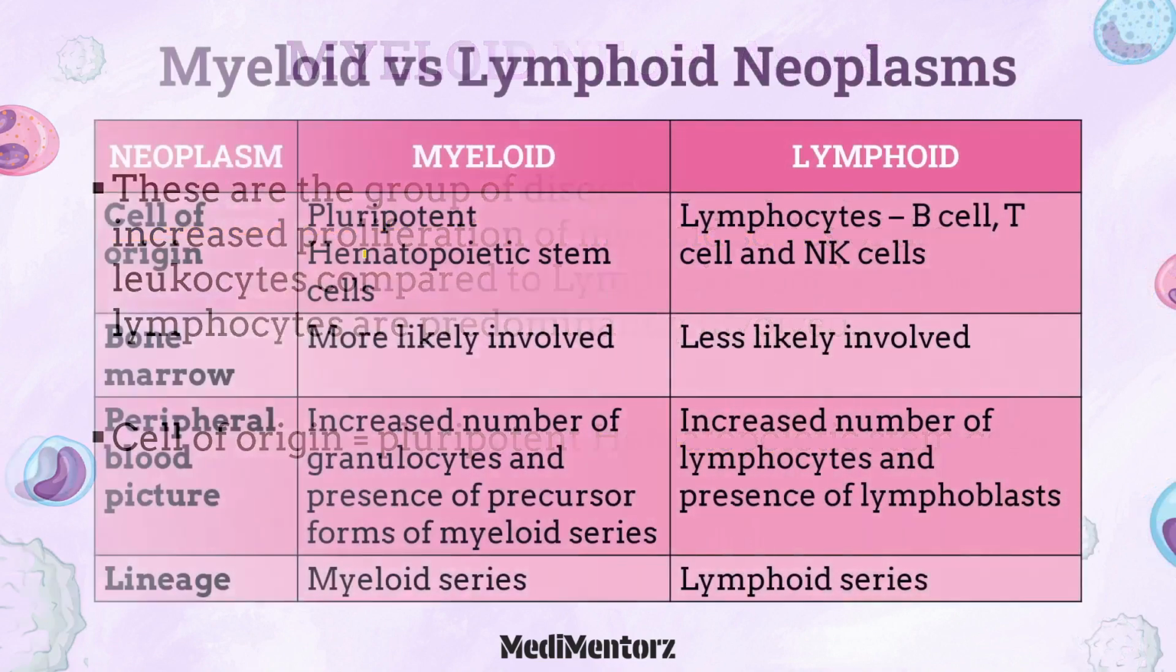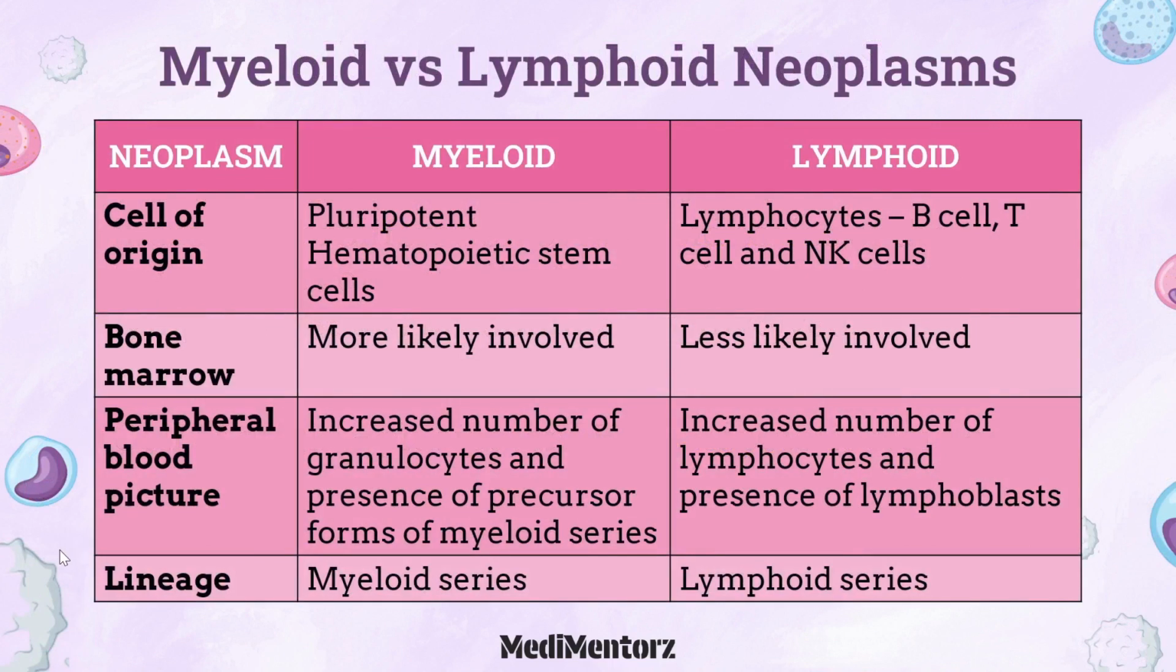Before moving into the classification of the myeloid neoplasm, we'll see a short note on myeloid versus lymphoid neoplasm. As I have already mentioned, the cell of origin in the myeloid neoplasm is the pluripotent hematopoietic stem cell, whereas in lymphoid neoplasm, it arises from the peripheral lymphocytes such as B cells, T cells, and the natural killer cells. The bone marrow in myeloid neoplasms is more likely involved, whereas in lymphoid neoplasms it is less likely or never involved.